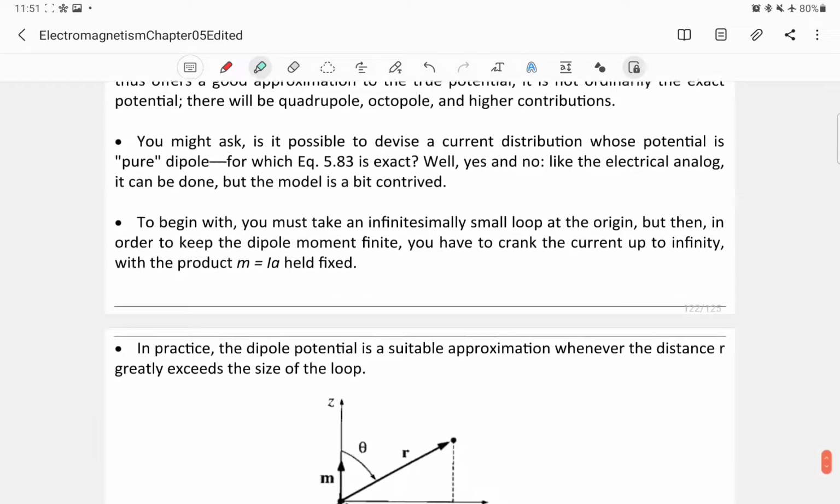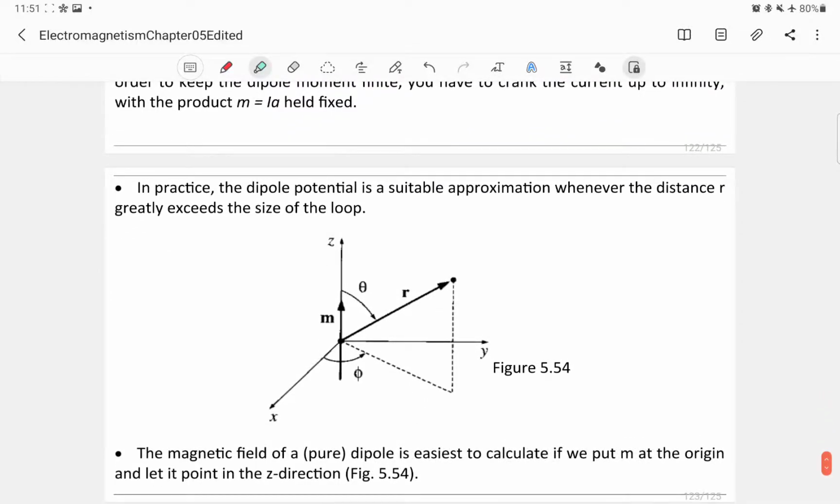So in practice, the dipole potential is a suitable approximation only whenever the distance r greatly exceeds the size of the loop. So when you're really far away, you can only use the dipole potential approximation if the point is really, really far away from the source point.